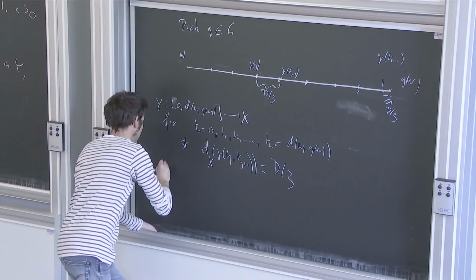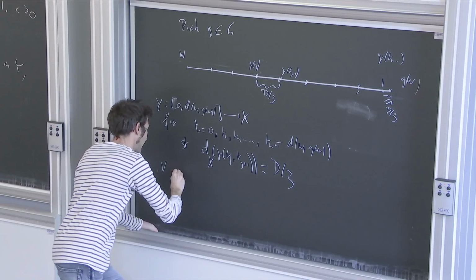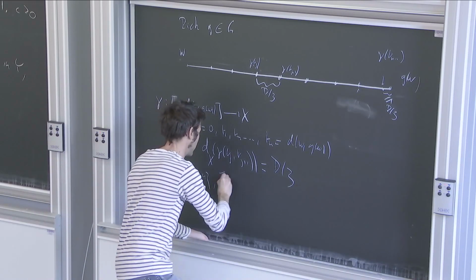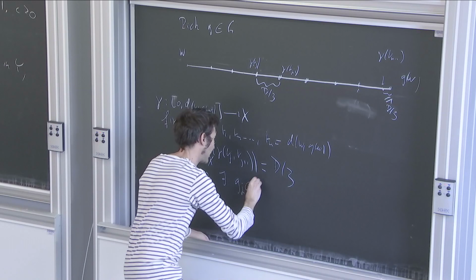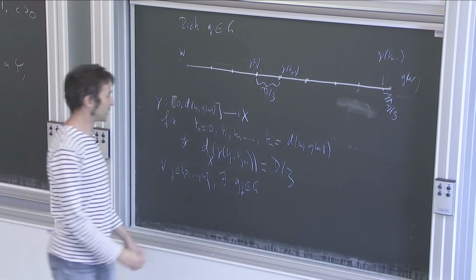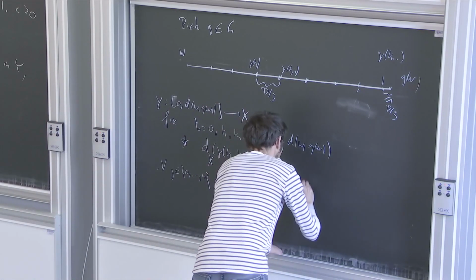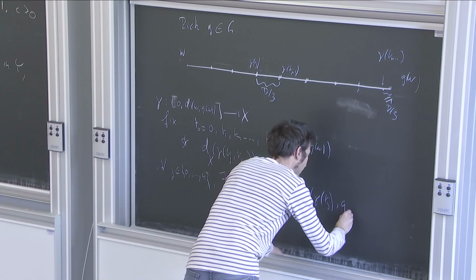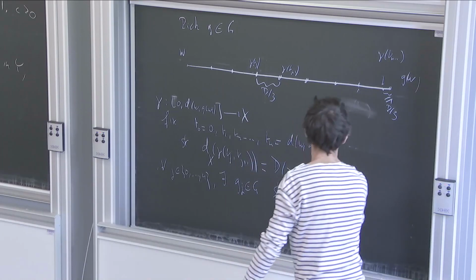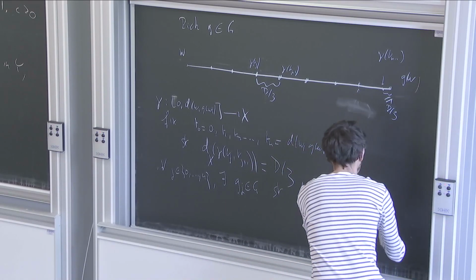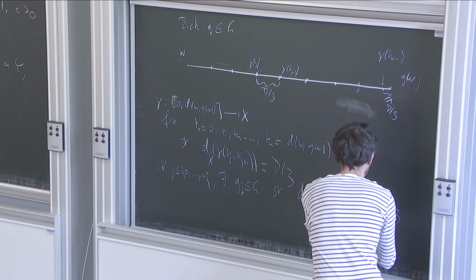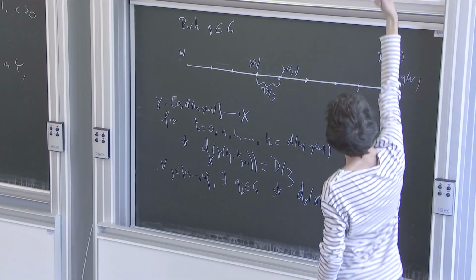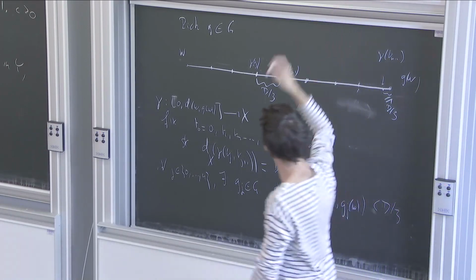So for any j between 0 and n, I can find an element Gj of my group G such that the distance between gamma of Tj and the image of W under my element Gj is at most d over 3. Actually, I can even say it's strictly smaller than d over 3 because I assumed that it was inside the open ball over there.